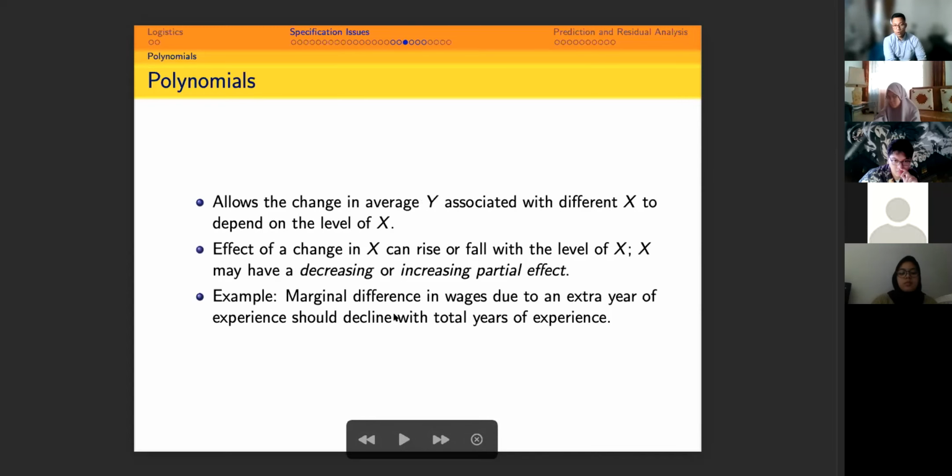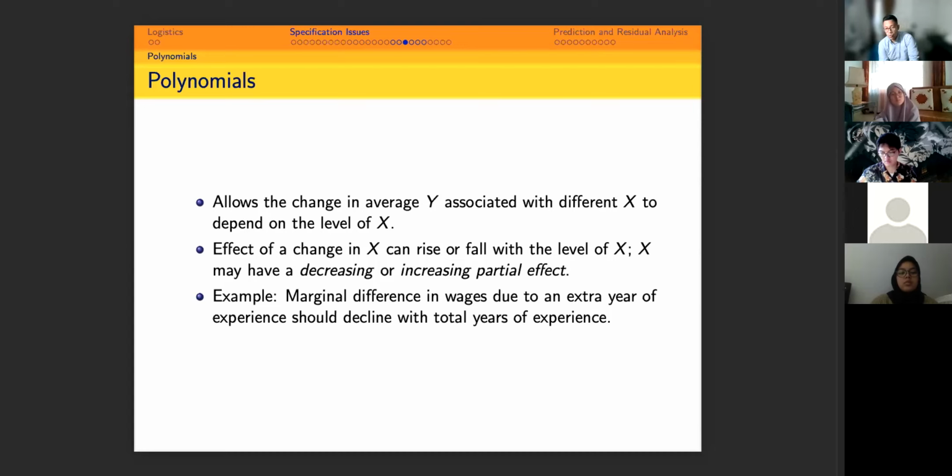Okay, so again, the polynomial is going to allow the change in average y associated with different x to depend on the level of x itself. So the effect of a change in x can rise or fall with the level of x. So x could have a decreasing or increasing partial effect depending on the estimated coefficient of the model. It's not going to be clear at this moment whether a model in general will have a decreasing or increasing partial effect. It's really going to depend on the estimated coefficient.